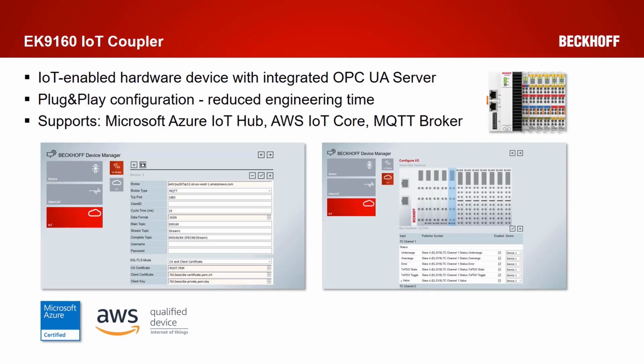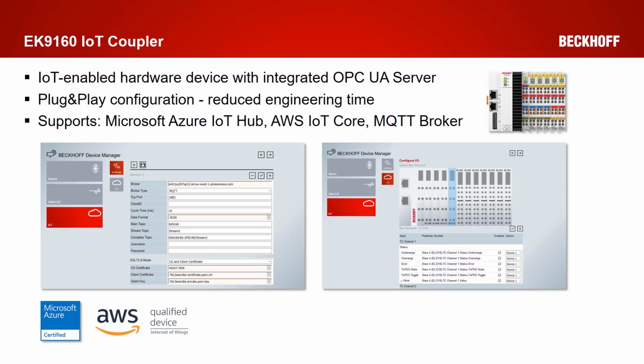The next IoT product that we have is our EK9160, the so-called IoT coupler. It's, let's say, IoT-enabled hardware which integrates an OPC UA server and an MQTT client. The MQTT client is, by the way, also certified for the Microsoft Azure IoT Hub and is also an AWS qualified device. You can use the MQTT client to connect to a message broker in order to send the telemetry data coming in via the I/O channels to that message broker.